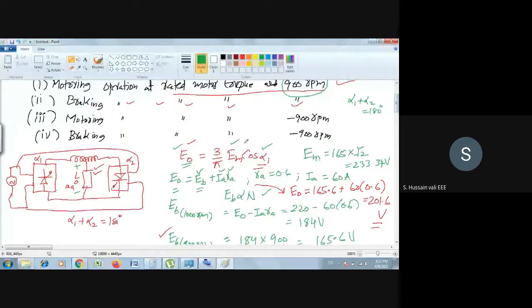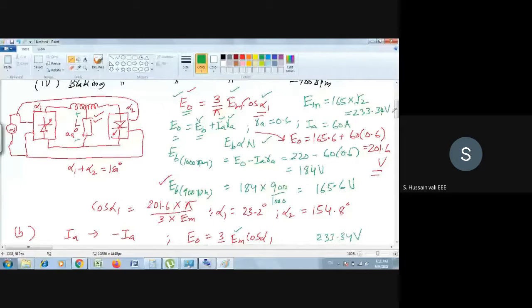What is the third problem? Motoring operation at rated motor torque, but the speed is minus 900 RPM. So now the speed got reversed here. What does it mean that the speed got reversed? You must understand one thing: the motor is running in the opposite direction. See, everything is the same, but the motor is running in the opposite direction.